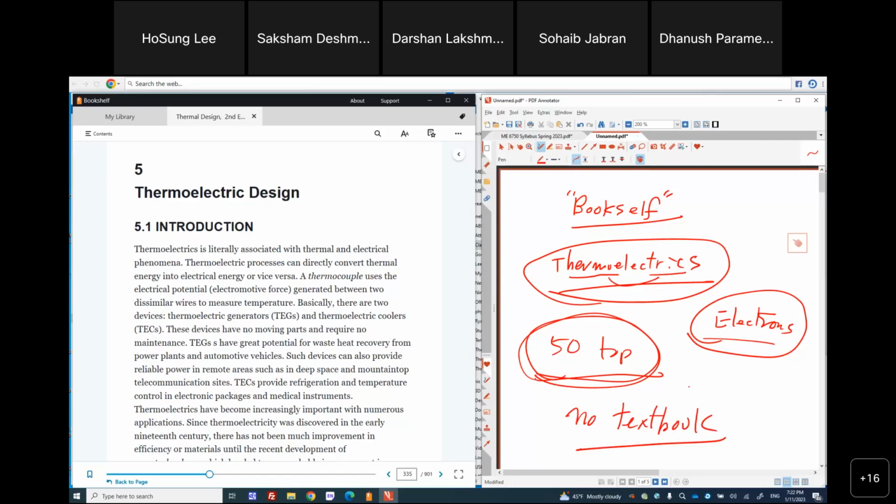There are a couple of books, but it's not really a textbook. It's not really readable, especially for mechanical engineering. That's very interesting.